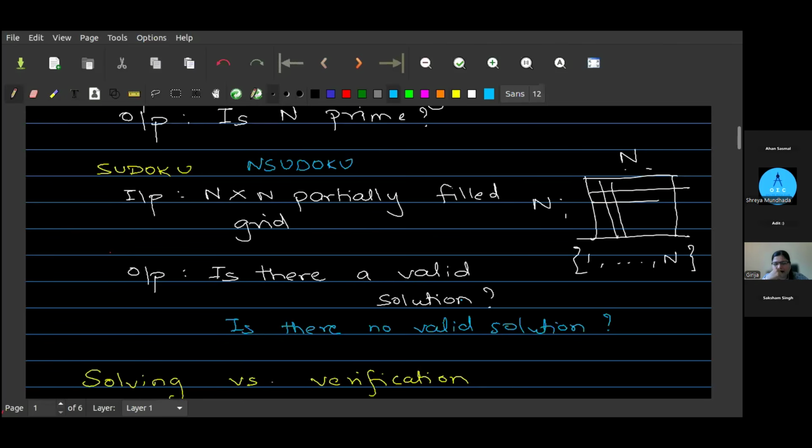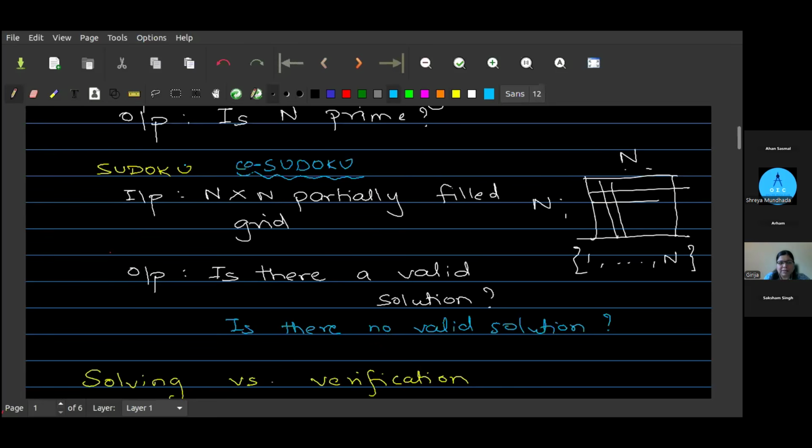I don't get it at first. Okay, so I am redefining the problem first of all. Now I'm defining a new problem. Let's call it co-Sudoku, co for complement. So what is co-Sudoku? I'm still given an n by n partially filled grid, and instead of asking is there a valid solution, I'm asking is there no valid solution. So the answer to this will be yes when there is no valid solution, and the answer will be no when there is a valid solution.